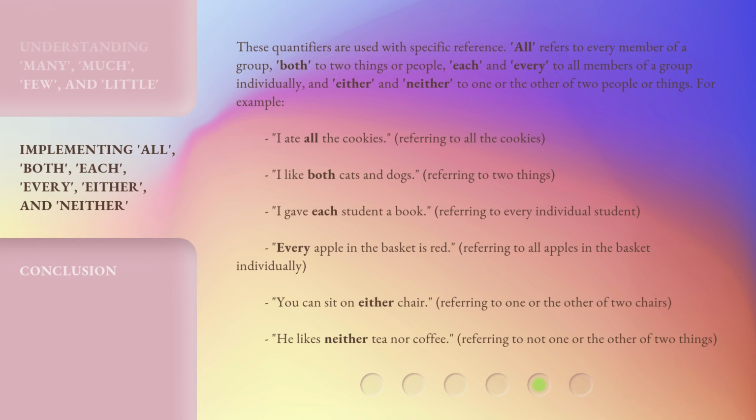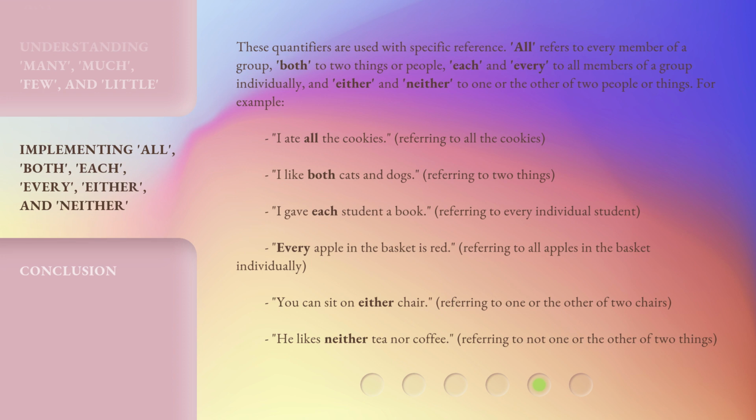These quantifiers are used with specific reference. All refers to every member of a group, both to two things or people, each and every to all members of a group individually, and either and neither to one or the other of two people or things.